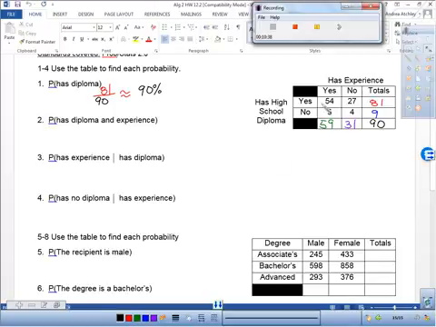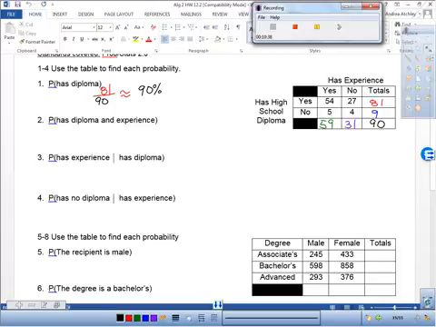But of the people I surveyed, 81 of them had a high school diploma. Does that make sense? Because this is yes to a high school diploma, and 81 of them was yes. 54 was yes, they had experience, and 27 was no, they didn't have experience, but all of them had a high school diploma. We're in the yes column for high school diploma, because we're only looking here. Any other questions?